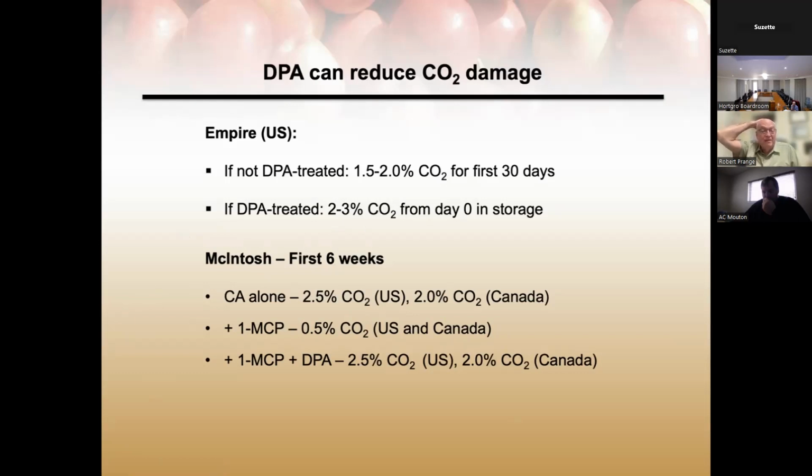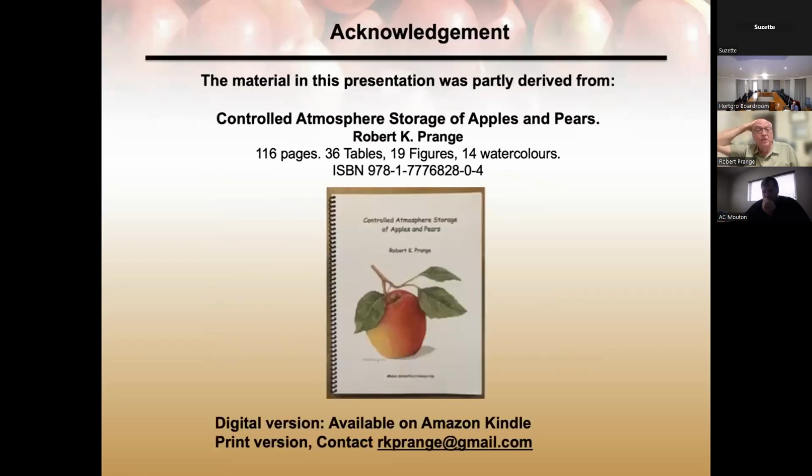But now if you have 2 chemicals, the MCP, but add the DPA back in, you see that the recommendation is let the CO2 go back up. So the DPA is being used as a second chemical to help protect against the CO2 damage, be it in normal CA where you've got CO2 high, or where certainly if you add MCP, you're really at risk of damage.